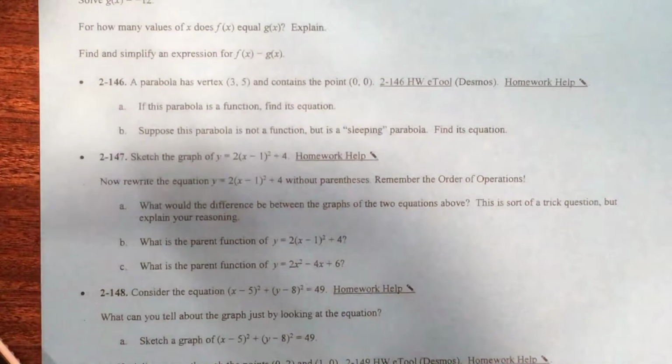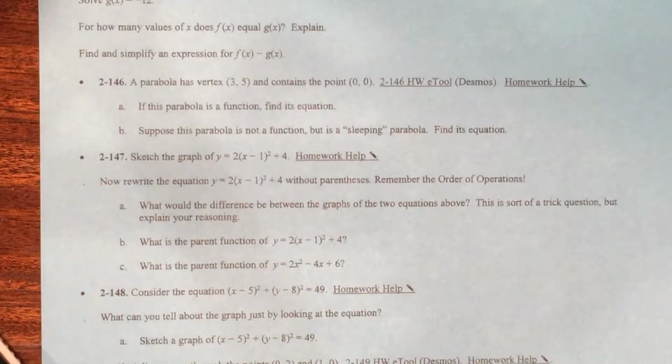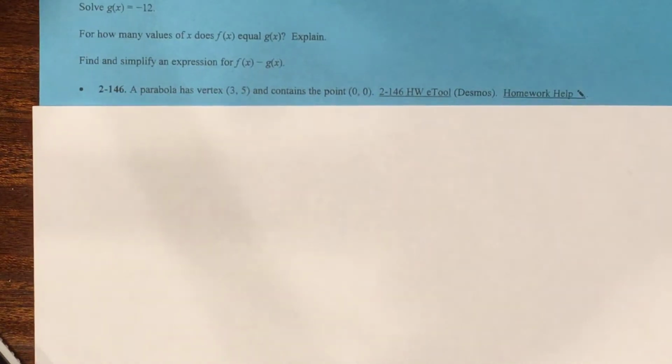2-146 is talking about a parabola. It has a vertex at 3, 5 and contains the point 0, 0. And it says find its equation if it's a function. So if it's a function, I'm going to have to come down here and get some space to write.